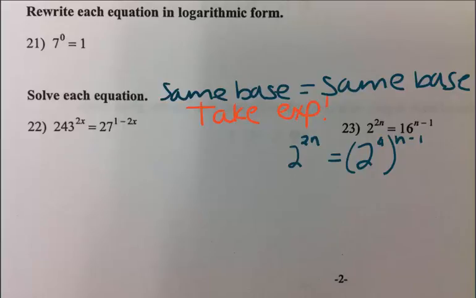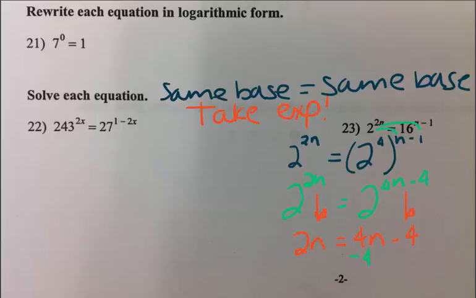Okay? So instead of 16 to the n minus 1, 2 to the 4th to the n minus 1. We can distribute that 4 to both pieces, so we get 2 to the 2n equals 2 to the 4n minus 4. Same bases, both sides. We're going to drop them, and we're going to take just the exponents. Okay, so we got it. We can do this.